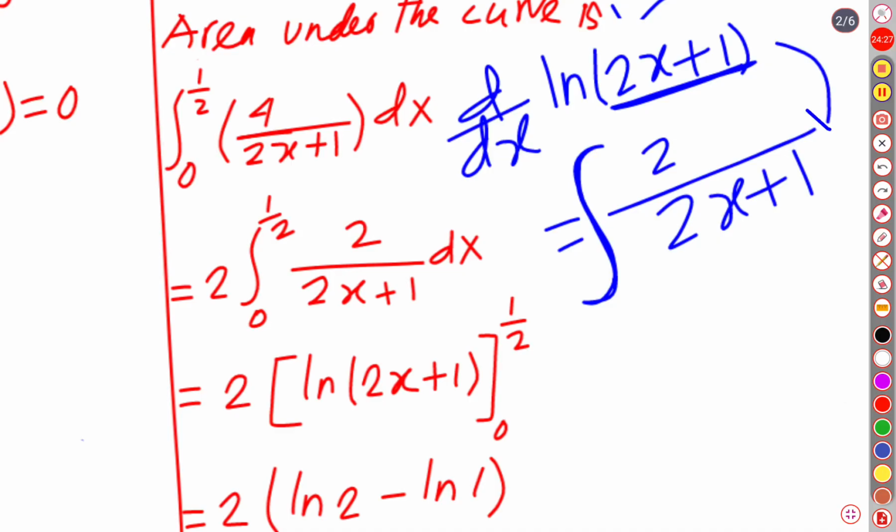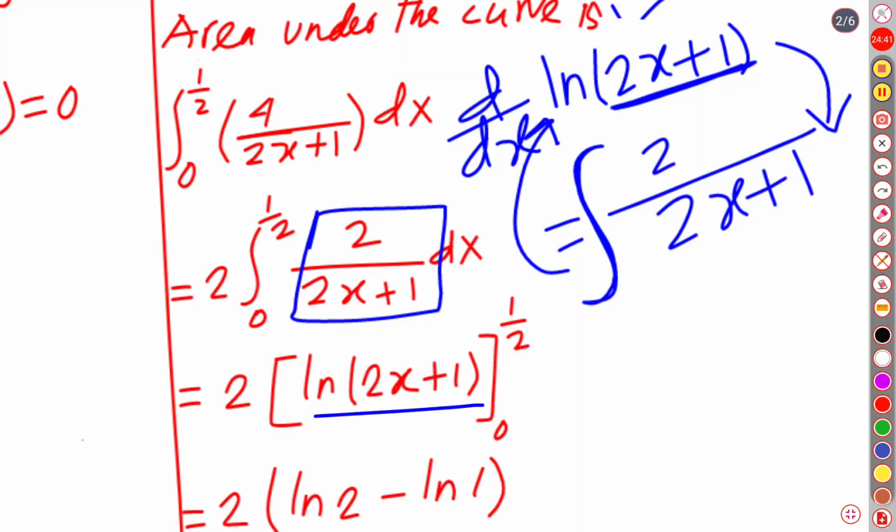Okay, the derivative of this is this, and the integral of this is that. That's why we have written that the integral of 2 over 2x plus 1 is ln(2x plus 1). Let's see the next step.